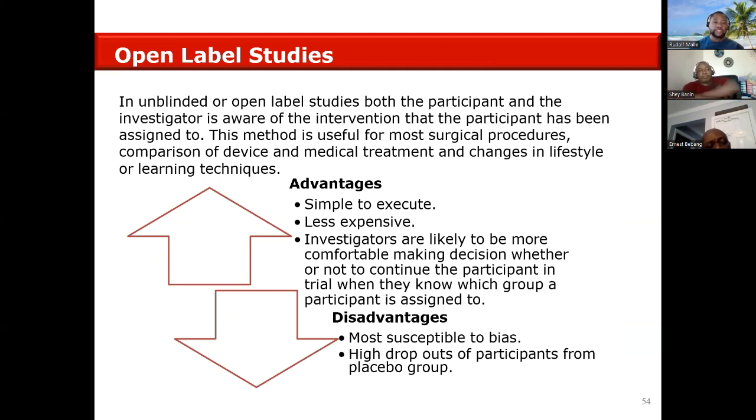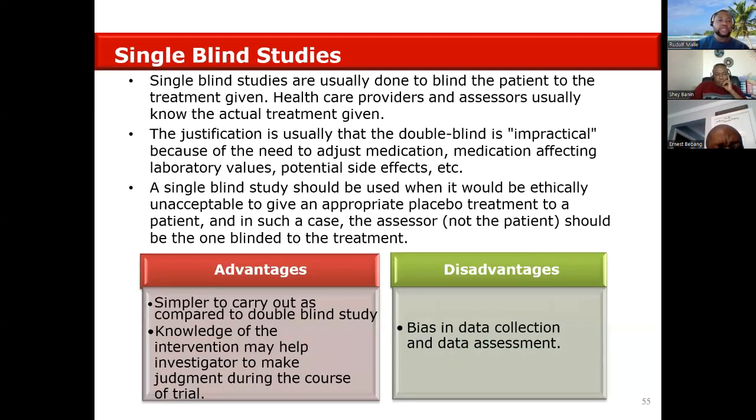So this is just a full explanation again about the open label study. In an unblinded or open label study, both the participant and investigator are aware of the intervention that the participant has been assigned to. In single blinded studies, just the patient is blinded, and the healthcare provider usually knows the treatment that the patient is receiving. The advantage of using the single blinded system is that it's simple to carry out. Of course, the investigator's knowledge helps them to assess the patient better and to know what kind of method to use.